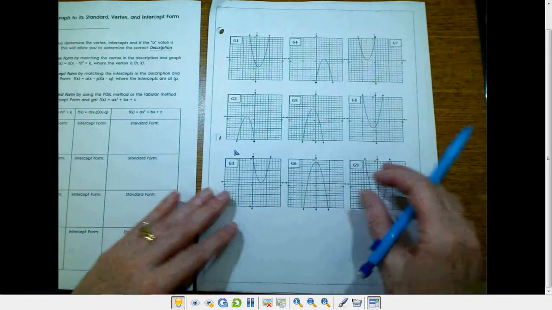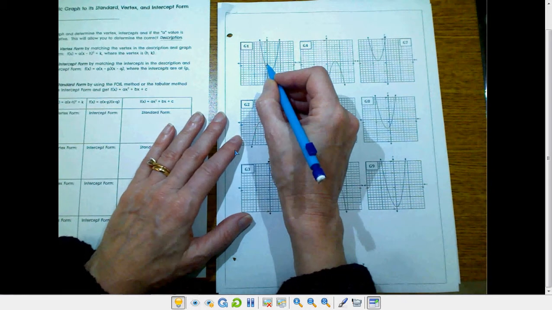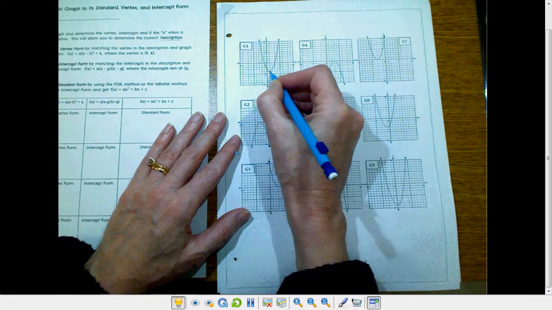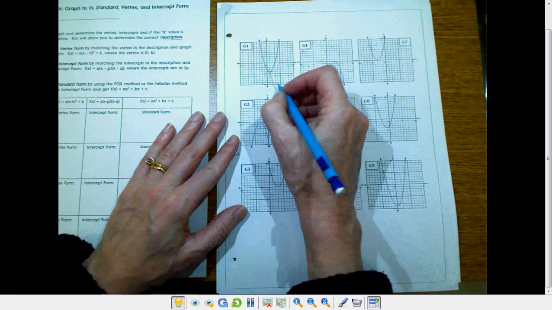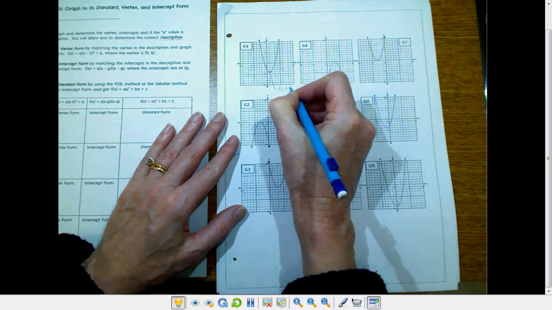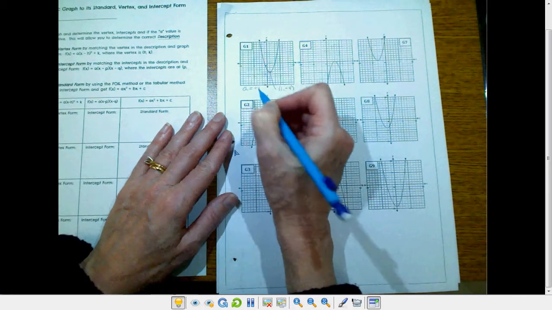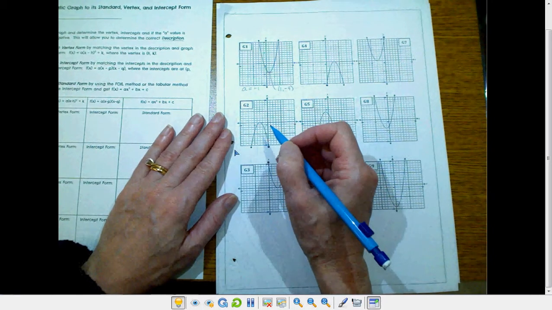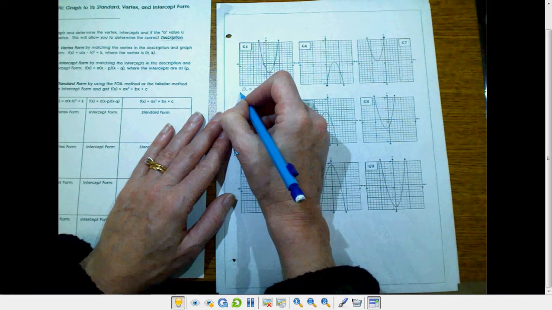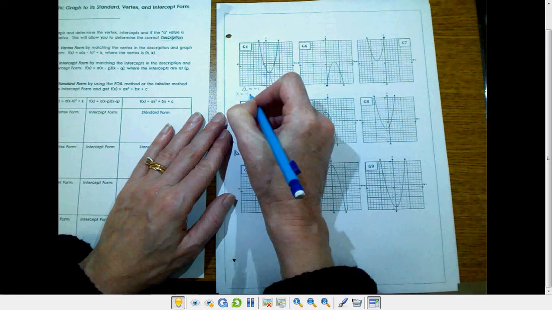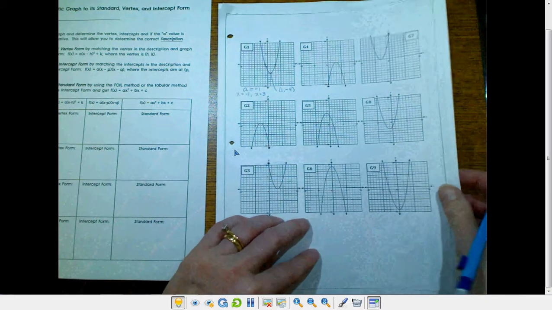So graph number 1. Okay, so we've got to look at the graph. What I can see here is that my vertex, right here, where it bottoms out, is at x is 1, y is negative 4. It opens up, so I know my a. In all of these graphs, our a is going to be either positive or negative 1. And my intercepts occur at x equals negative 1, and again at x equals 3. So I know that. So let's look at our descriptions.